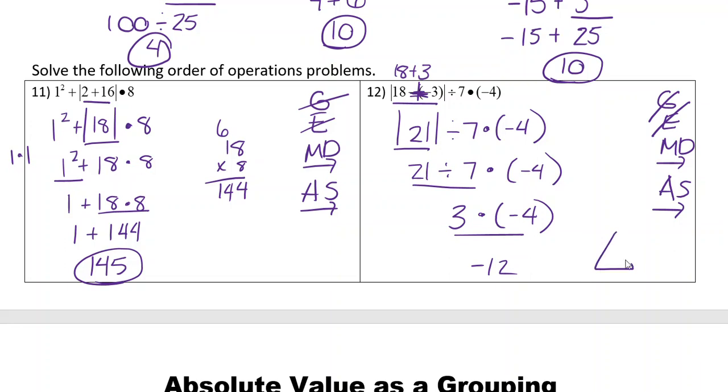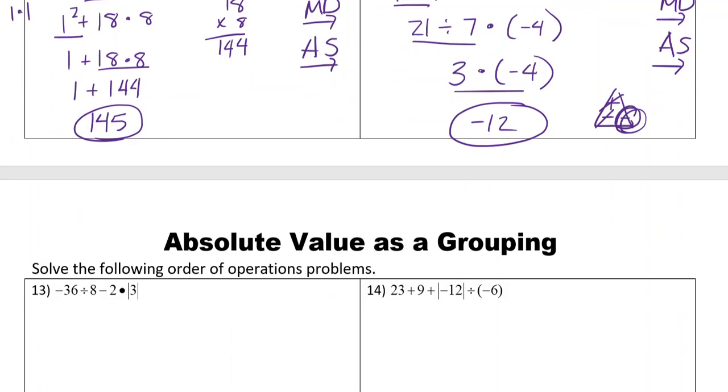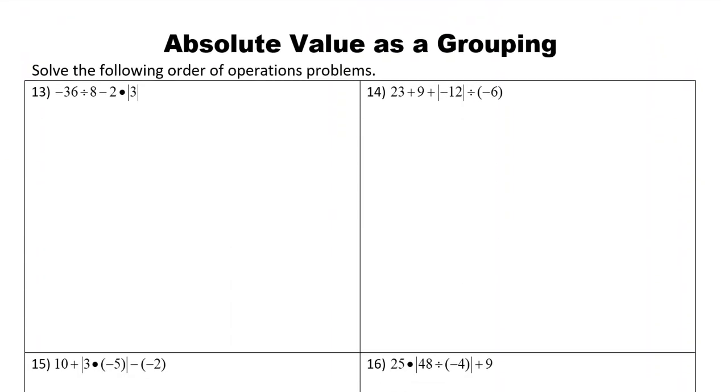And if you need to, use the triangle. Positive slope to the top, negative sink to the bottom. So that's a positive times a negative gives me a negative solution. Okay? So what I want for you to do is try number 13 and number 14 on your own. When you're ready, unpause the video and we'll check your work.